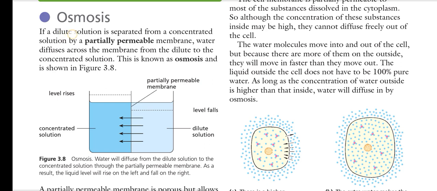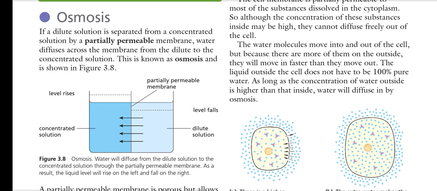If a dilute solution is separated from a concentrated solution, actually the dilute solution is that solution in which solute is less and solvent is in a much greater amount. If we compare the dilute solution with the concentrated solution, in the concentrated solution there is always a large quantity of solute present, as compared to the dilute, and solvent of course is also present.